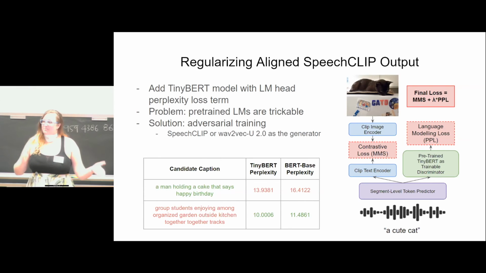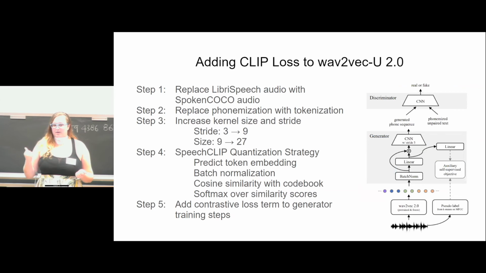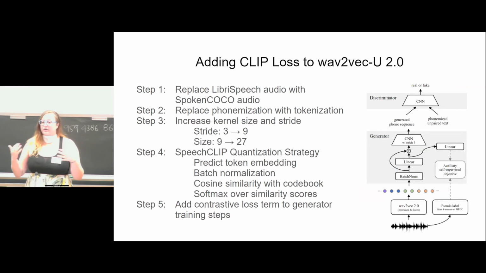So instead, we pivoted, and for the second half of this conference, we've been focusing on adding our clip loss term to Wave2Vec 2.0. The first step to make that happen is to replace the Librispeech audio with Spoken Cocoa audio, since the Spoken Cocoa audio is visually grounded, it has associated images for each speech. Secondly, we need to replace phonemization with tokenization so that the outputs are able to be fed into the clip model.